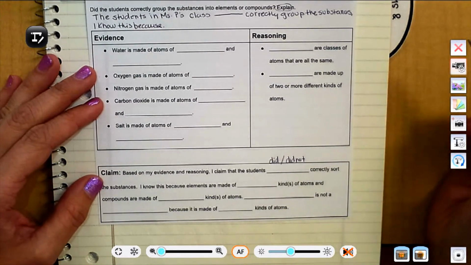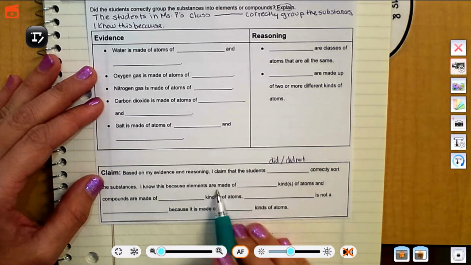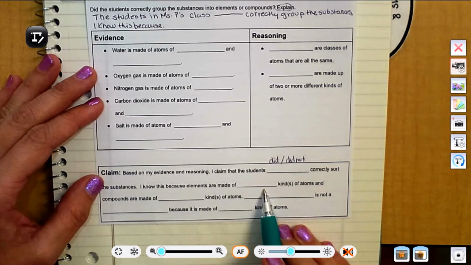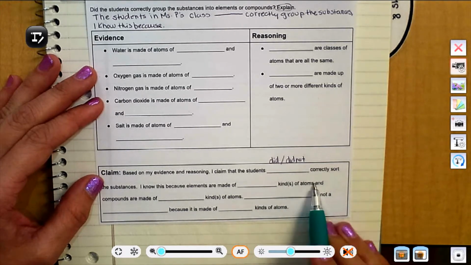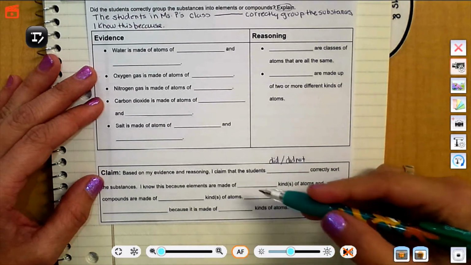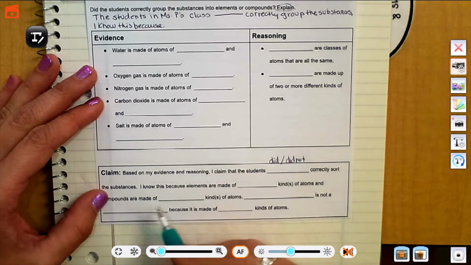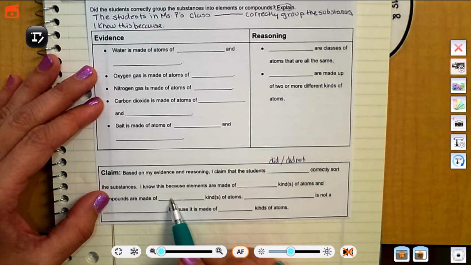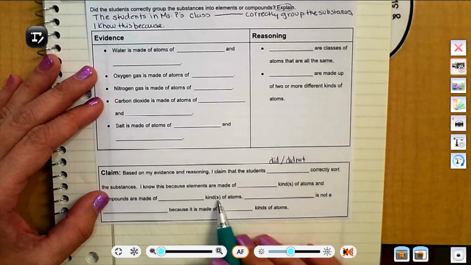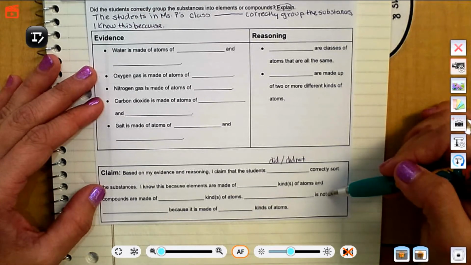Correctly sort the substances. I know this because elements are made of, decide how many kinds of atoms: 1, 2, 2 or more, 3, 1,000. You let me know. And compounds are made of 1, 2, 2 or more, 1,000 kinds of atoms. So then you're going to tell me what happened.